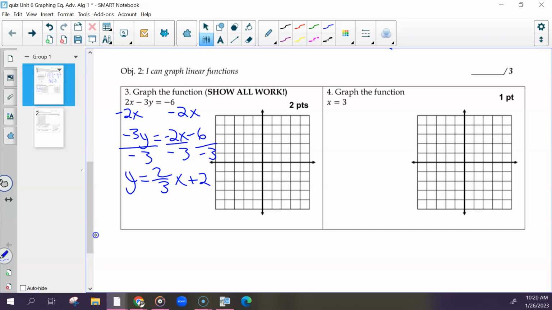Graph your y-intercept, and then you should be graphing as many slope points as possible if you're doing it this way. So go up 2 to the right 3, down 2 to the left 3, fill up your graph, and then you can't go any more than that, so that would be your line.